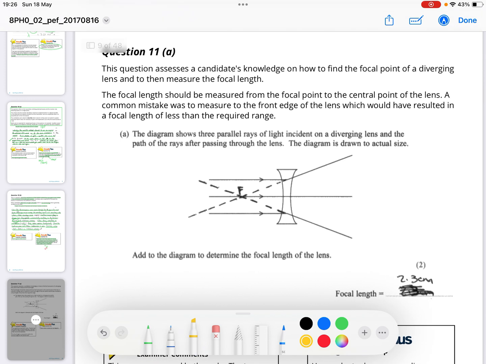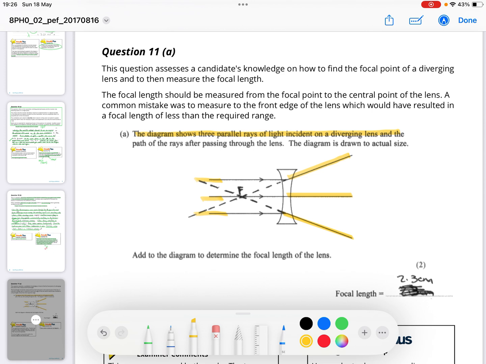Okay, question 11 is about ray diagrams, and it's a diverging lens. So the diagram shows 3 parallel rays of light incident on a diverging lens. So they're coming in from this direction, parallel to each other, and then they refract as they go through the edges of the diverging lens. So the one in the middle is the only one that doesn't refract, as in change direction, doesn't deviate.